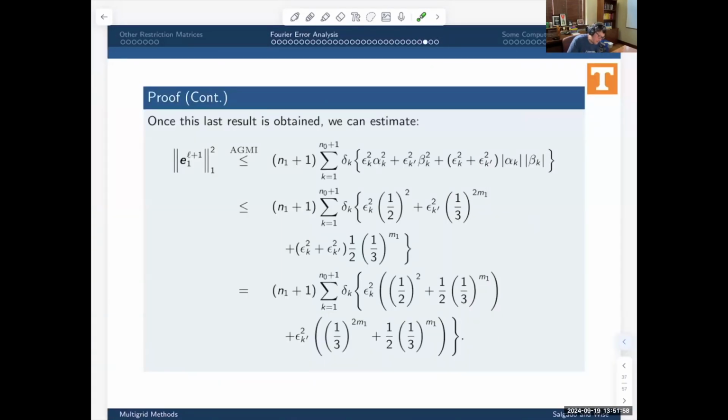All right, so I'm going to apply first the arithmetic-geometric mean inequality. I'm going to apply that to epsilon k prime, and I'm going to say that's less than or equal to 1/2 times epsilon k squared plus epsilon k prime squared. So that's the arithmetic-geometric mean inequality. So apply that first. This term here was just epsilon k prime.